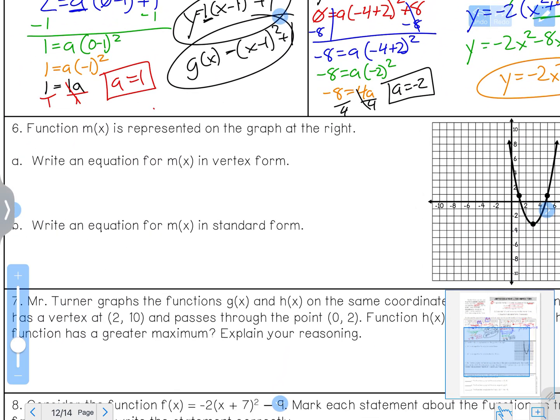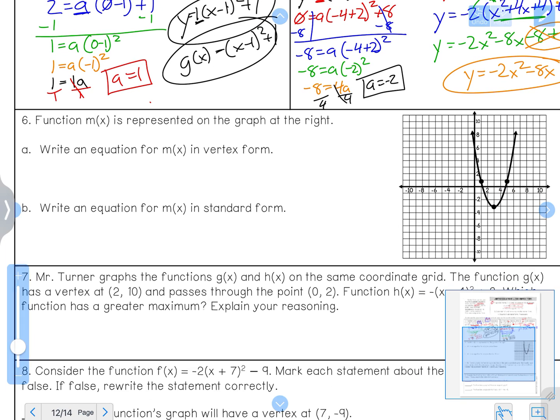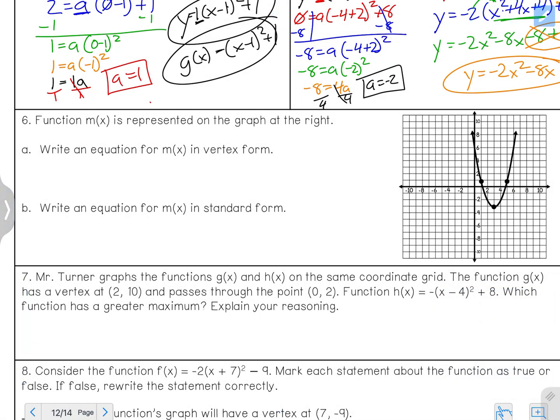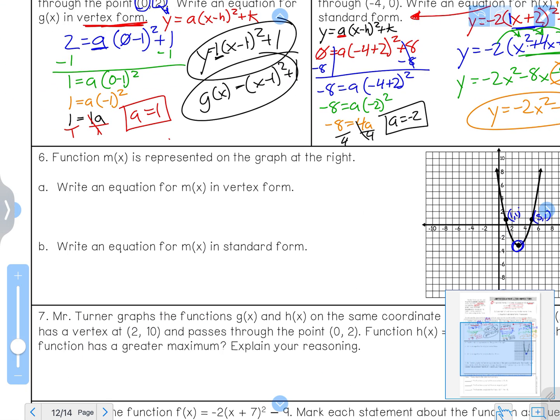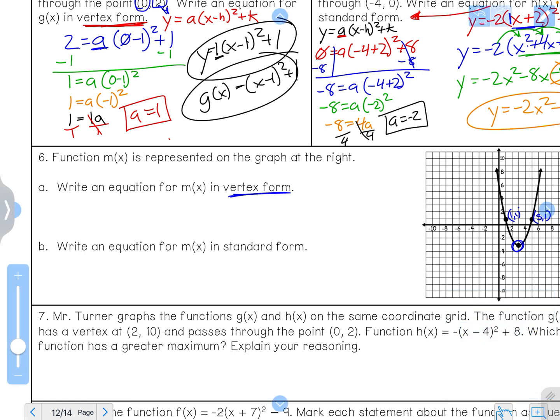All right. So we're given a vertex. And we're given 2 points. You can pick whichever point you want to use. You can use 5, 1, or you can use 1, 1, whichever one you want to do. And I want you to go ahead and write it in vertex form. And then I want you to write it into standard form.